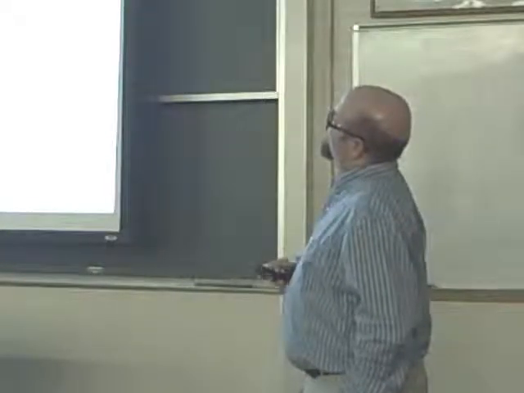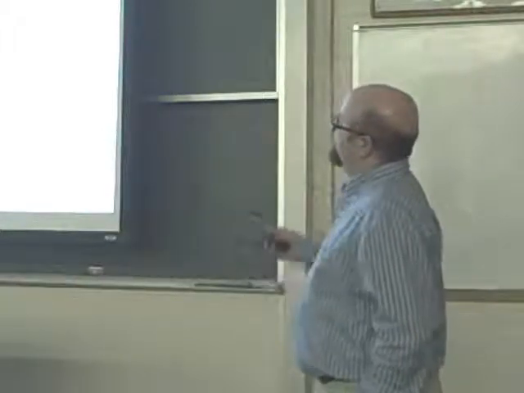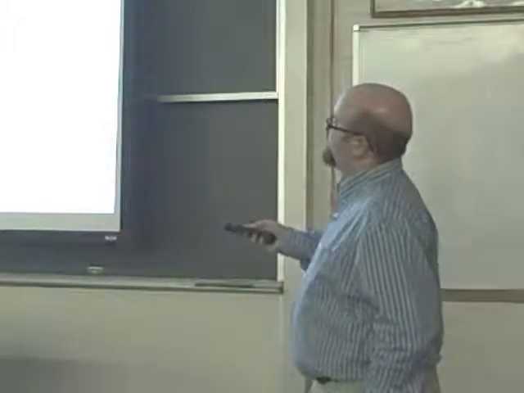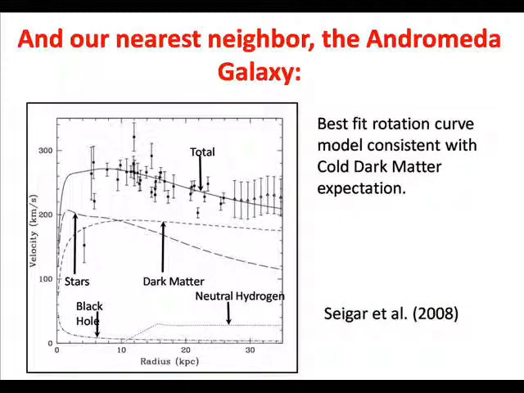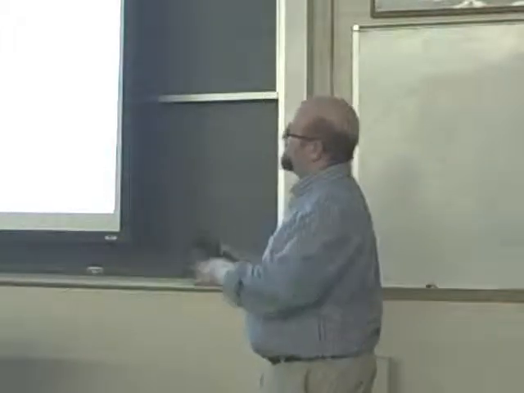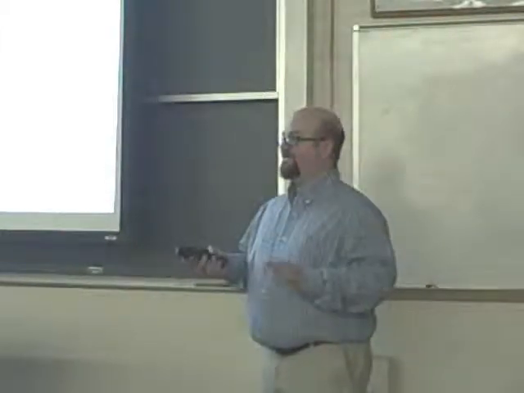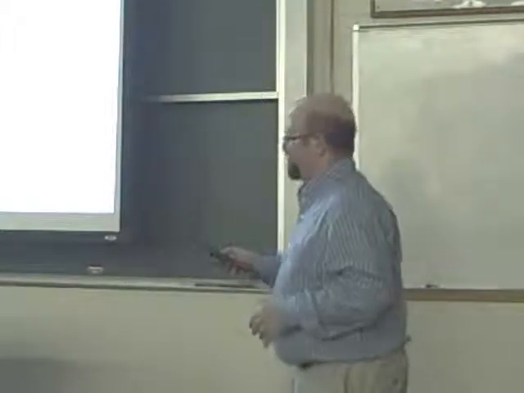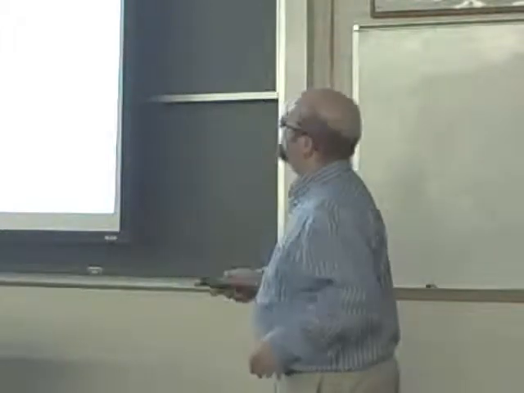However, if we go to our nearest neighbor, the Andromeda galaxy, in this case, this best fitting model here, which includes things like the black hole and the stars and the dark matter, will contribute to this total velocity curve here. Then the best fitting velocity curve is consistent with the expectations of cold dark matter. So there's a bit of a question here. Why do some galaxies appear to be consistent with cold dark matter and others do not? We still need dark matter. It's just the type of dark matter that matters here. Matter that matters.